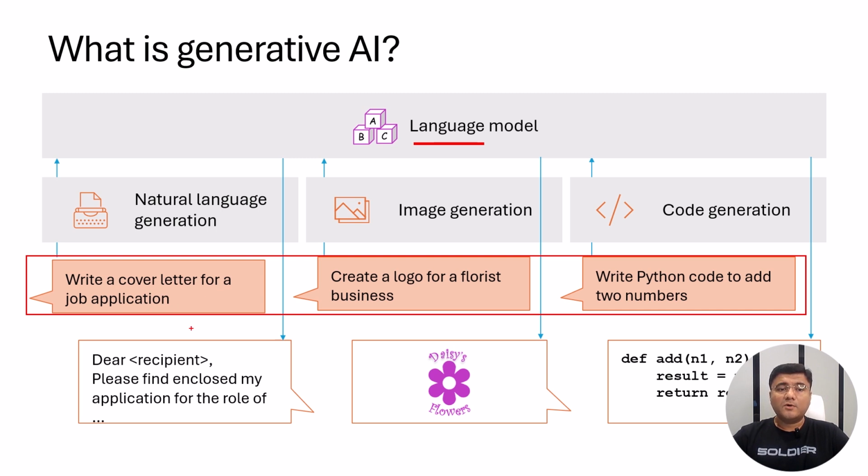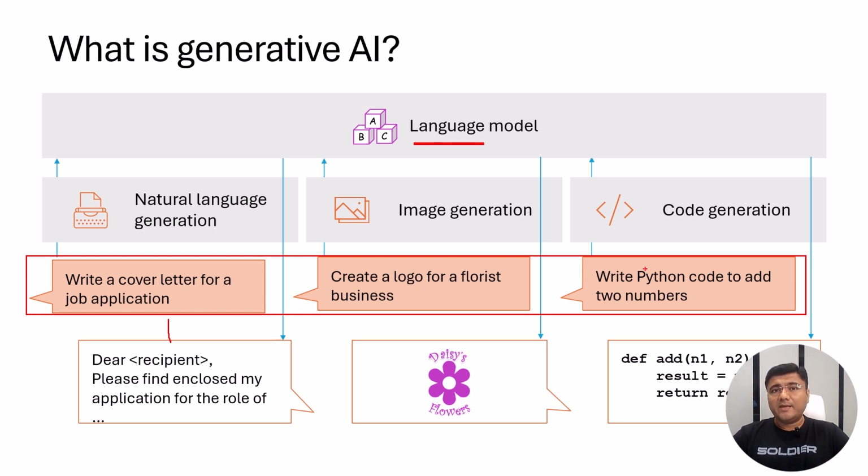So it's going to give me a response in the language and it's going to give me the response associated with that. While on the other hand, if I say create a logo for a florist business, it's actually going to give me an image which is a logo of the florist business. Remember, the response is in various formats, but the input is always in natural language text. And that's the reason we call this thing language model.